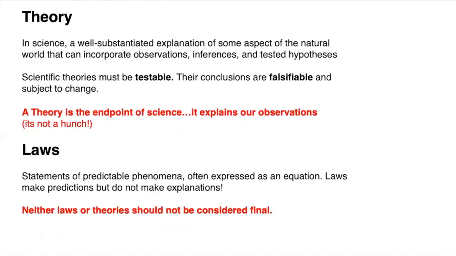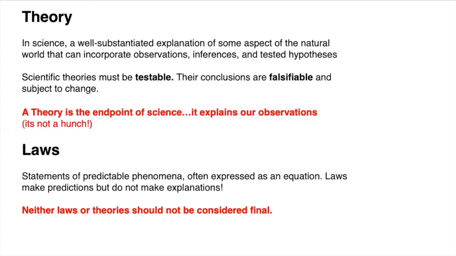So what's a theory? In science, a theory is a well-substantiated explanation of some aspect of the natural world that can incorporate observations, inferences, and tested hypotheses. The key thing here is that theories are able to be tested, and even if old and widely accepted, they can still be overturned by new observations. Furthermore, you can never really prove that a theory is true, just that it is exceedingly likely and that all other proposed theories are incorrect.